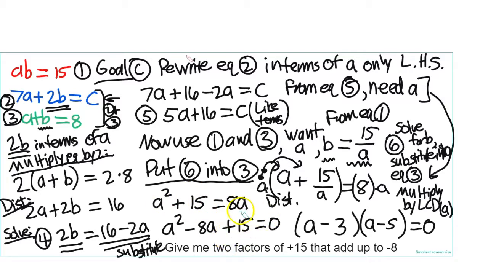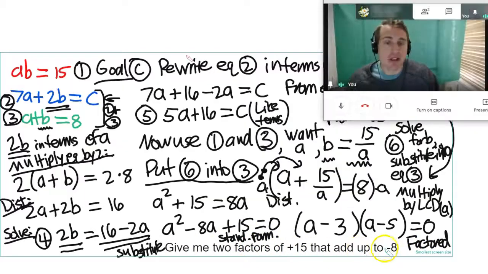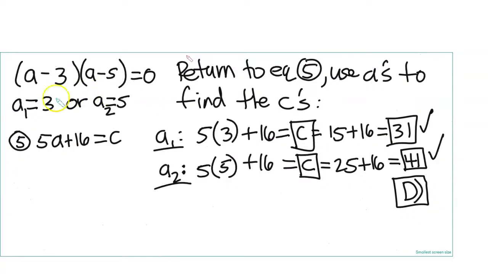Then we moved the 8a over for standard form. We factored by saying, give me 2 factors of positive 15 that add up to negative 8, which would be negative 3 and negative 5. Then we found the values. So these are the values or the roots.